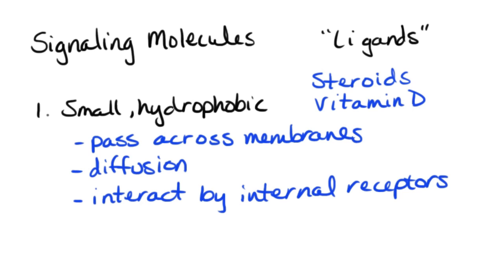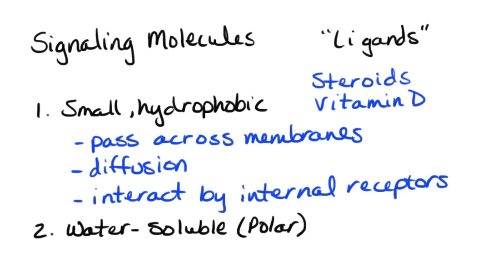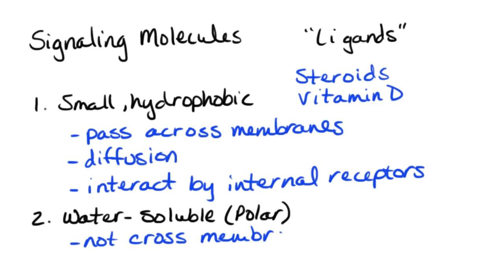Besides these small hydrophobic ligands, we also have some that are not going to be able to just pass across the membrane so easily. So our second group is going to be what we would call the water-soluble ligands. And if something is water-soluble, they are really polar, because polar things are what's going to actually dissolve in water. So with these, because they are polar, they are not going to cross membranes. And since they don't cross membranes, we're going to have to rely on those cell surface receptors.